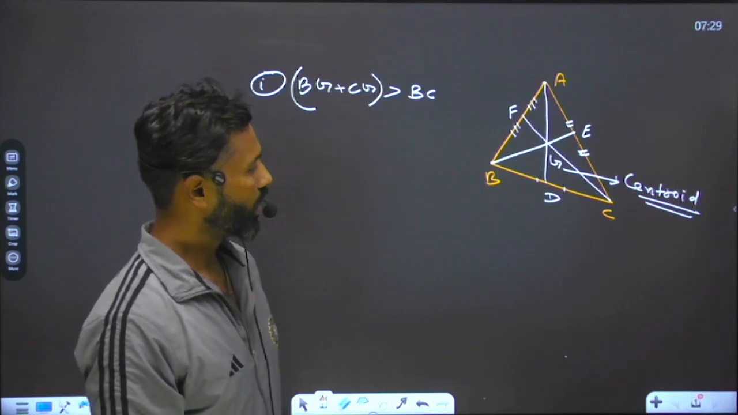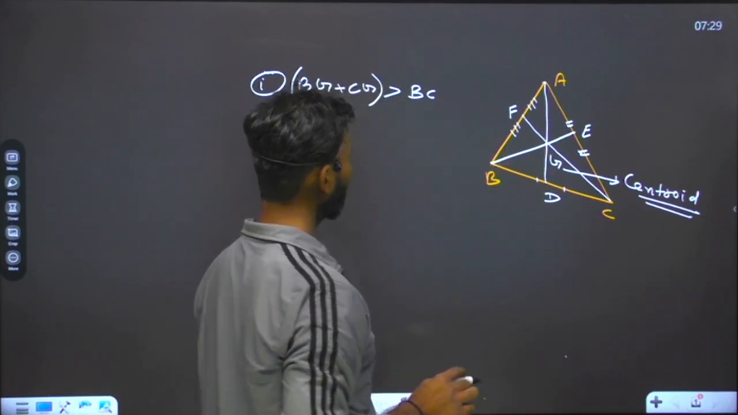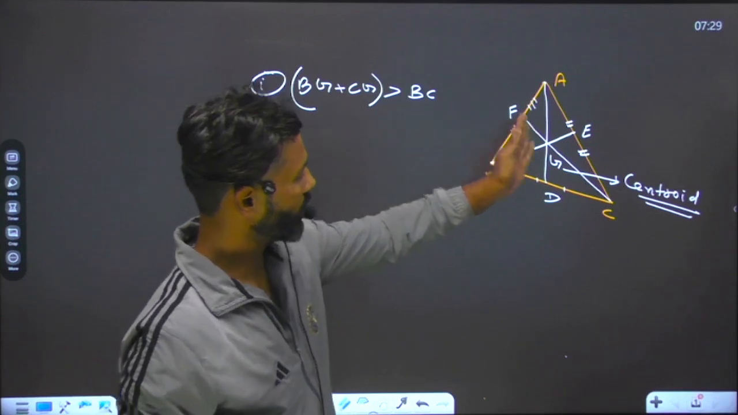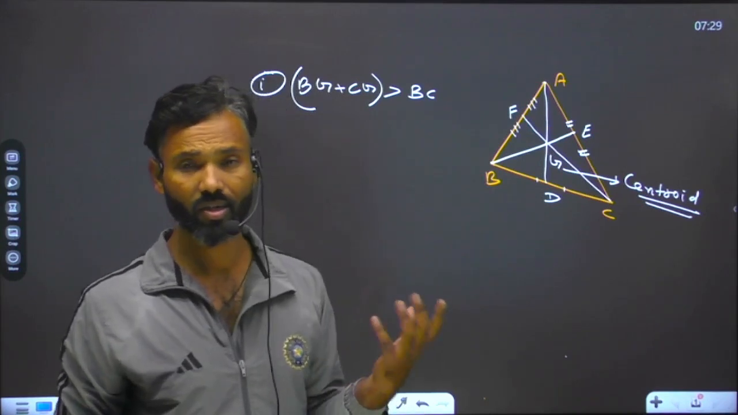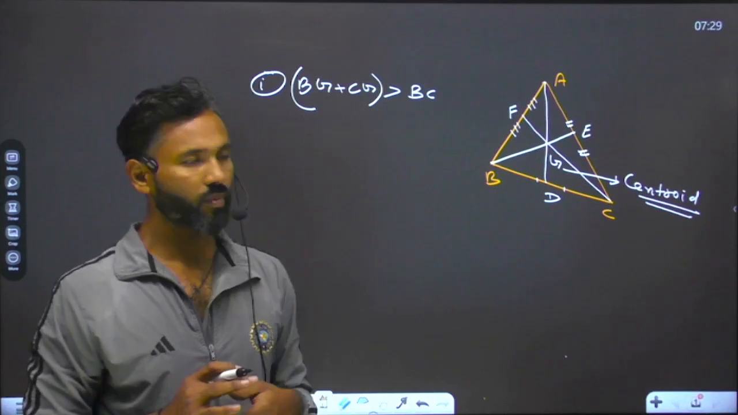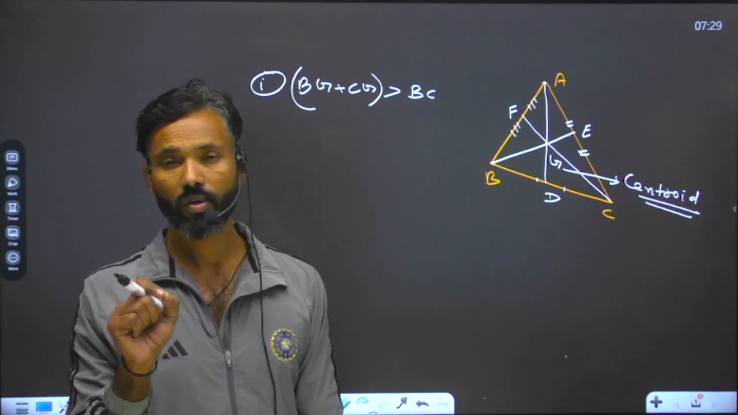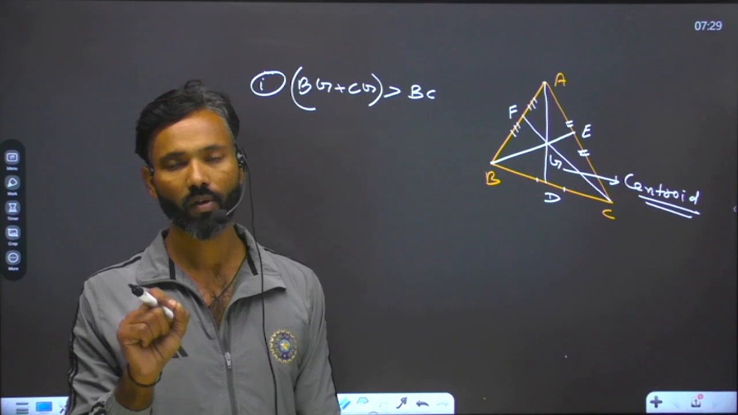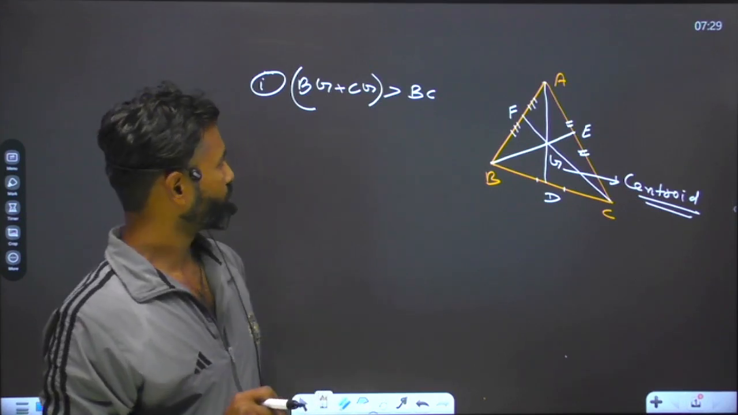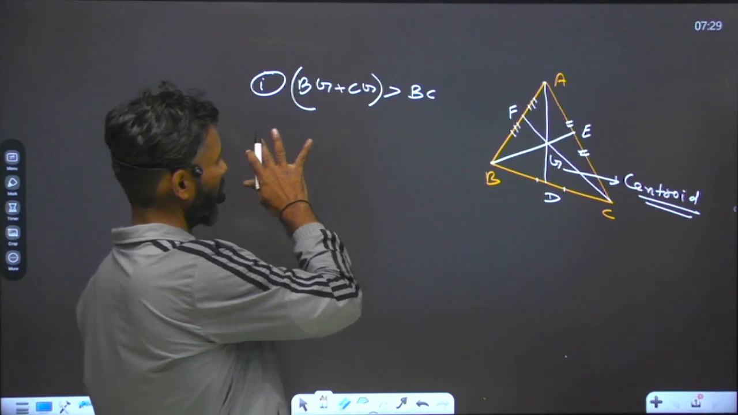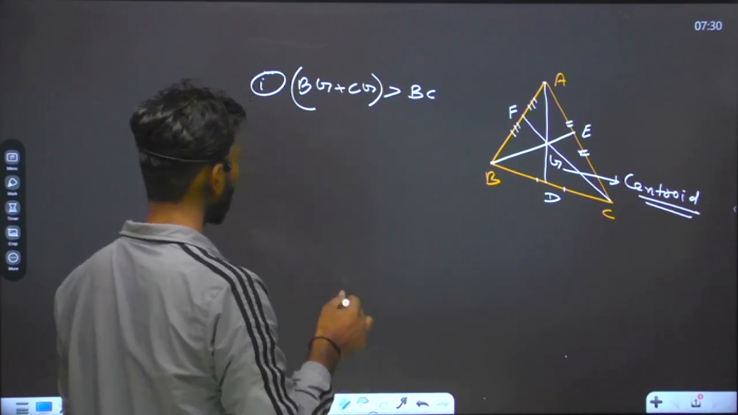Why is this correct? You can see BGC is a triangle over here, and it is written that BG plus CG is greater than BC. You already know that BGC is a triangle, and you have studied the property that the sum of any two sides of a triangle will always be greater than the third side. This is the basic property. So this concept is absolutely correct, and in the question paper there were four options and this one was the correct one.